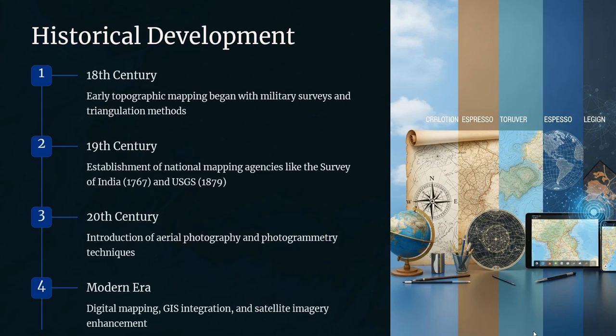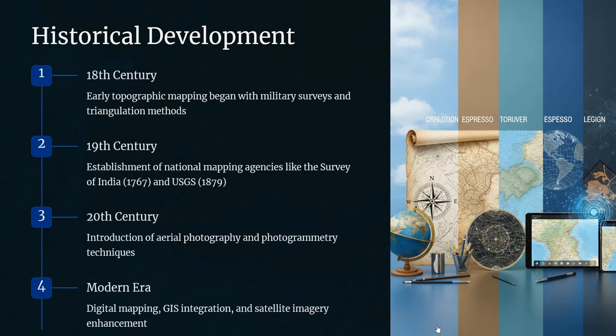Early topographical mapping began with military survey. So why was it used earlier? First of all, the military survey, right? The first Toposheets were used for military survey because during the 1800s different colonial rulers prepared the topographical map for their military purpose, right?